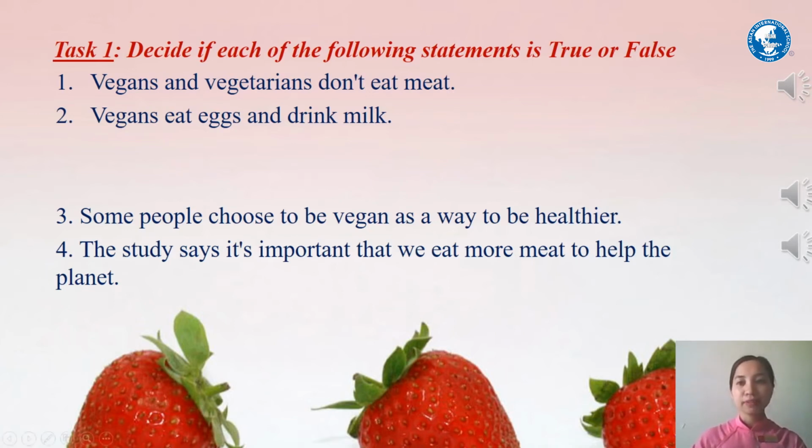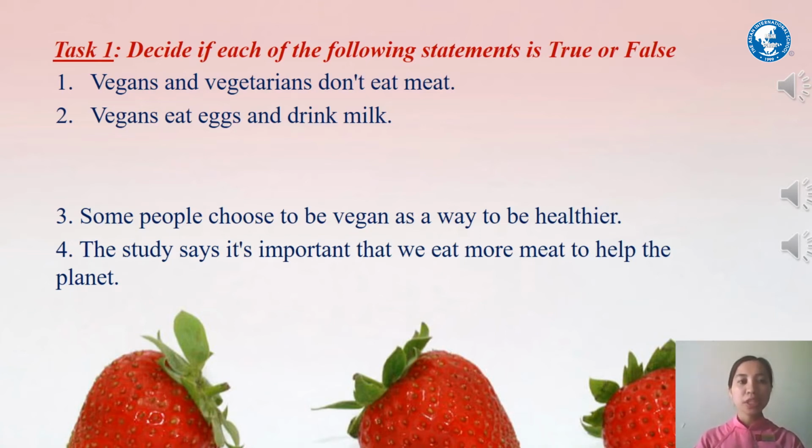Listen again. Vegans can be hard to cook for. Like vegetarians, they don't eat meat, but they also rule out other animal products, like eggs, milk, and sometimes even honey.